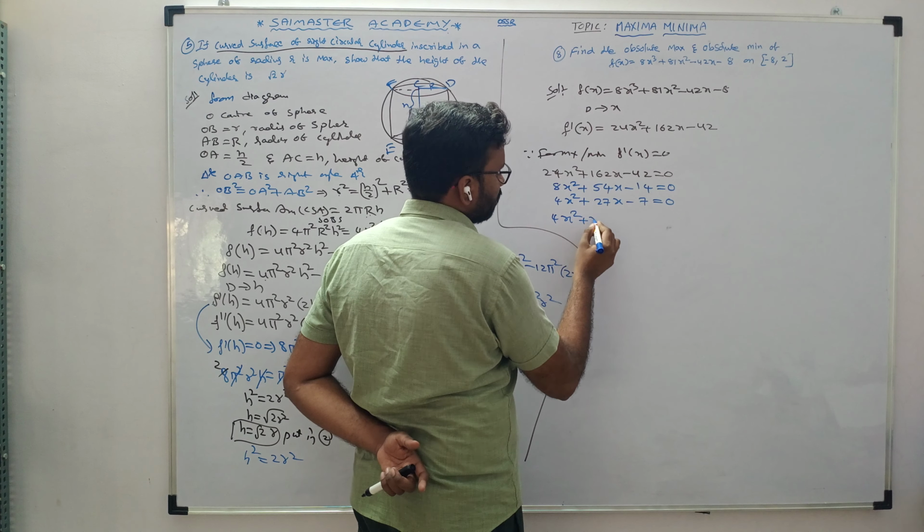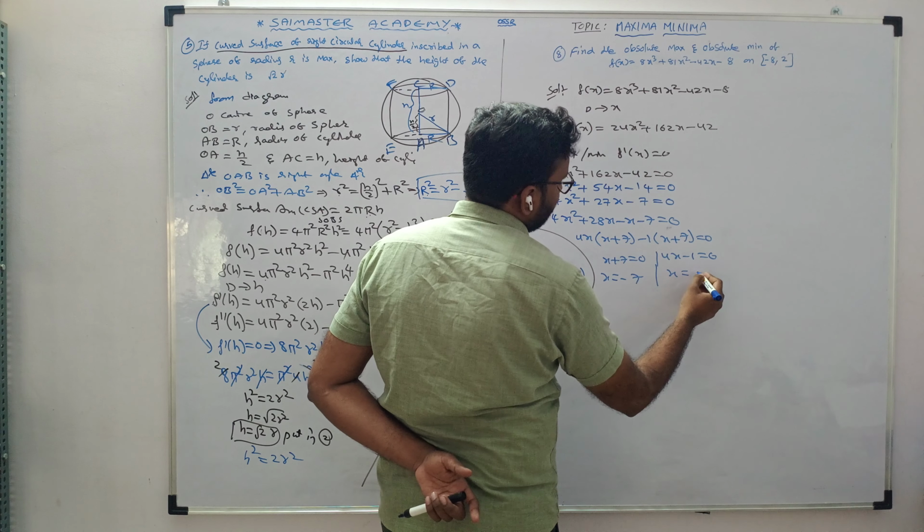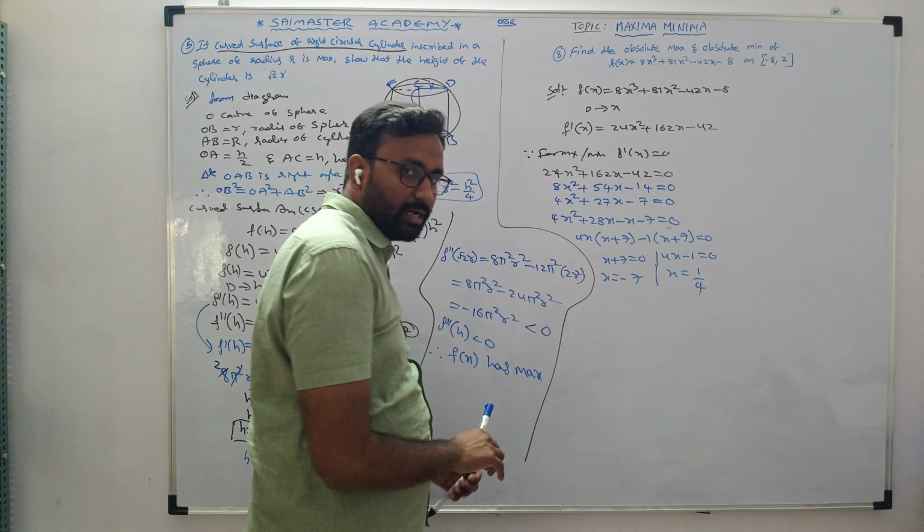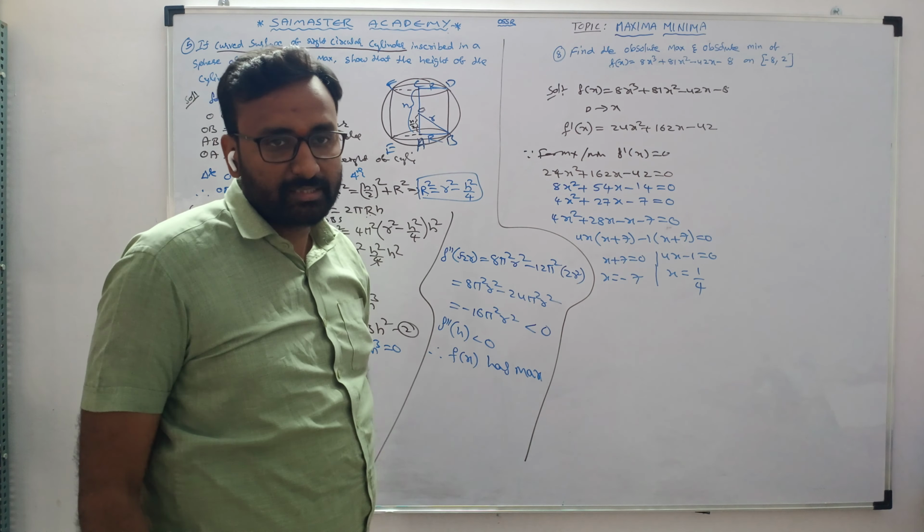We can take 4x common: x plus 7, minus 1 common, x plus 7. So x plus 7 is equal to 0, or 4x minus 1 is equal to 0. x is equal to minus 7 and x is equal to plus 1 by 4. So we have two more values. Already we are given the interval minus 8 comma 2.